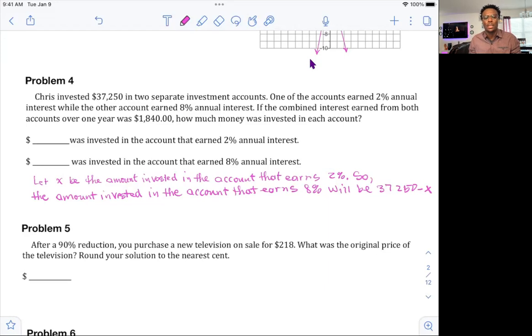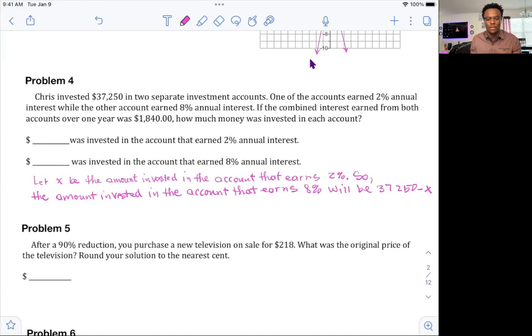And we know that the interest earned for 1 year was 1,840. We know that 2% of X will be the part earned from the 2% account, and 37,250 minus X times 0.08 would be the part earned for the second account.